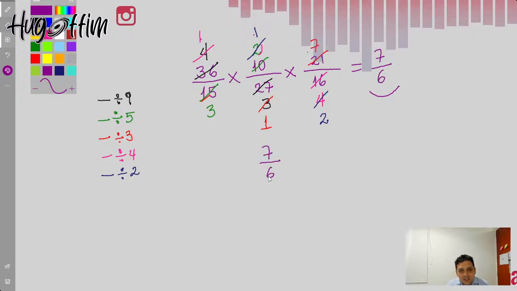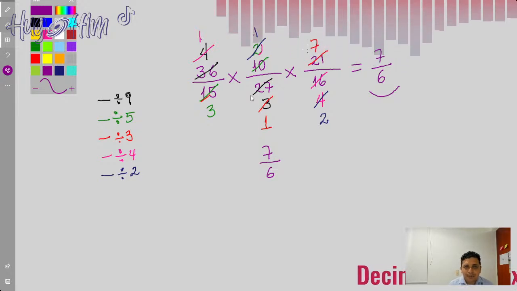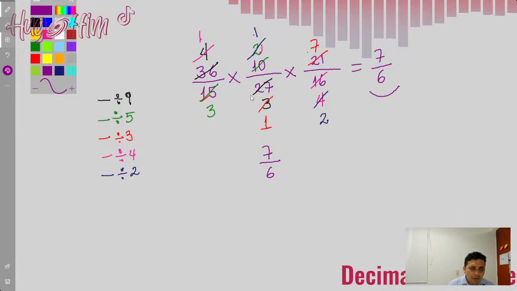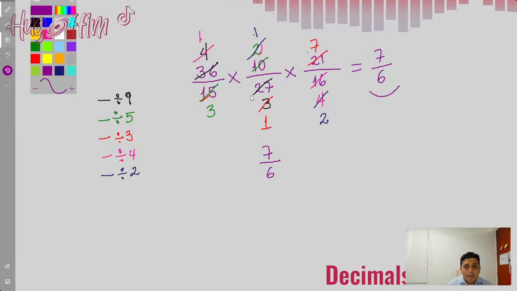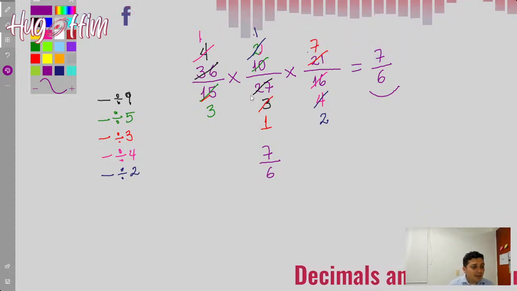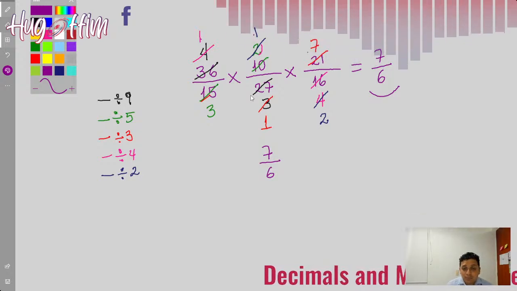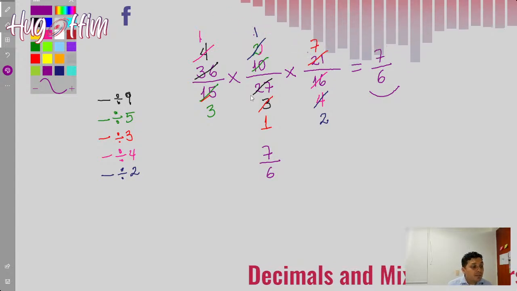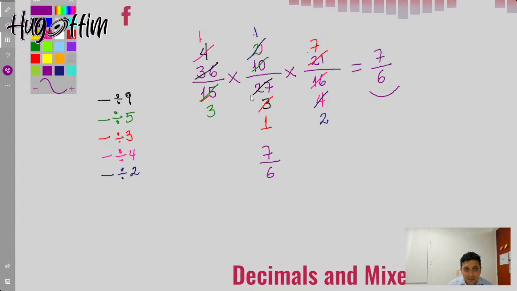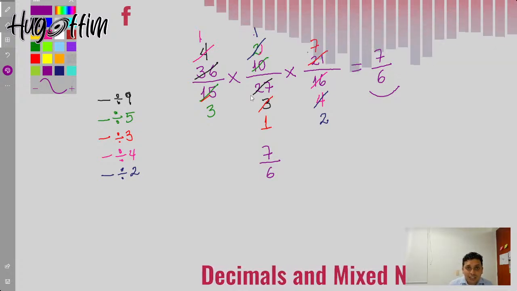So my answer of this multiplication of 3 fractions that seems impossible, that seems it's going to take me a lot of time multiplying 15 times 27 times 16, then finding out common factors to simplify my fraction, becomes just the multiplication of 7 times 1 and 3 times 2. That is 7 over 6. This is why it's easier to apply this method to multiply or divide fractions. This is why I think this is the best way to multiply and divide fractions.